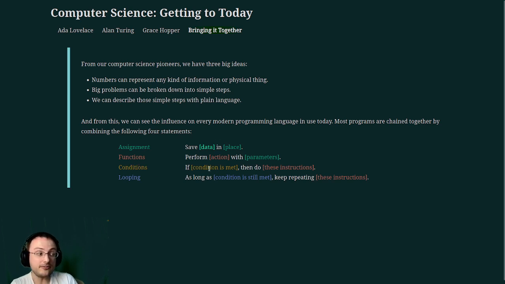Conditionally saying, if something is true, if something has happened, then do these instructions, either a function, one of those verbs, or just a chain of these other statements. And finally, a loop saying, as long as some condition is true, something is still happening, keep doing something over and over and over again.